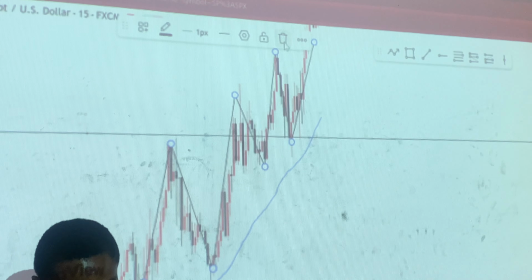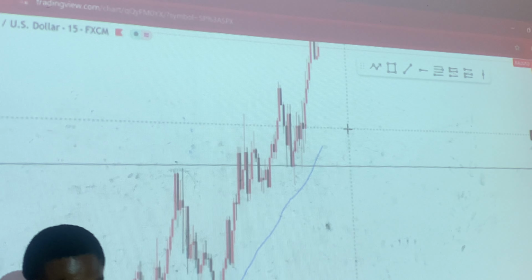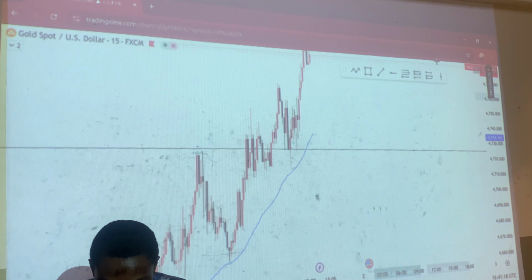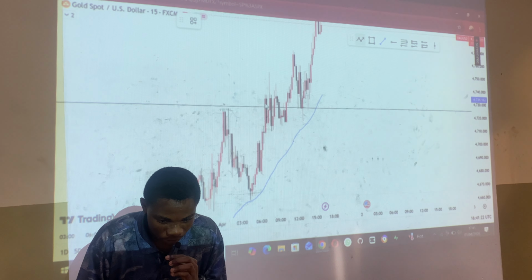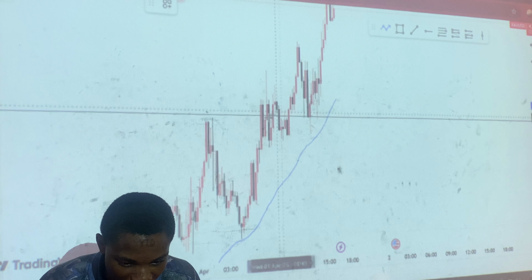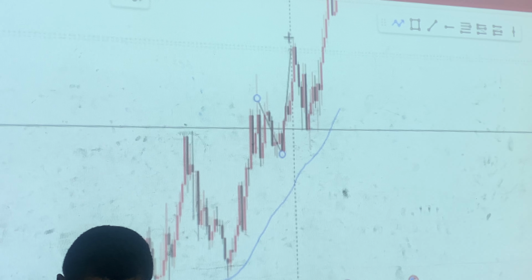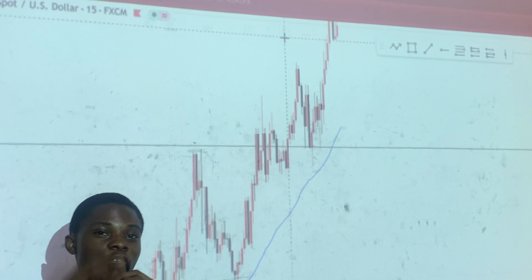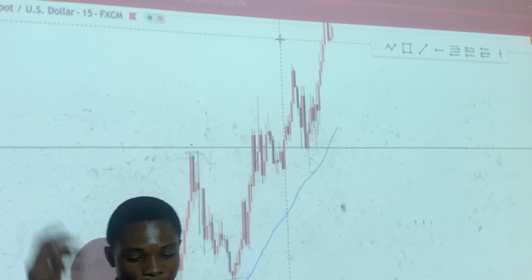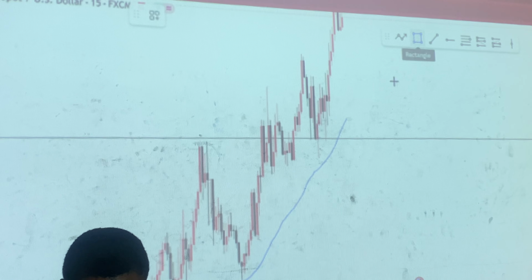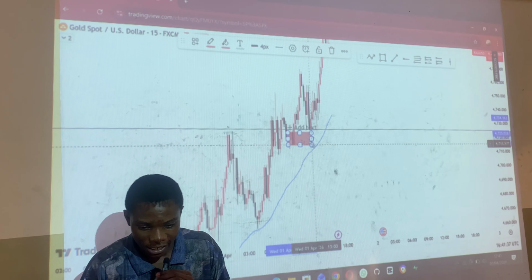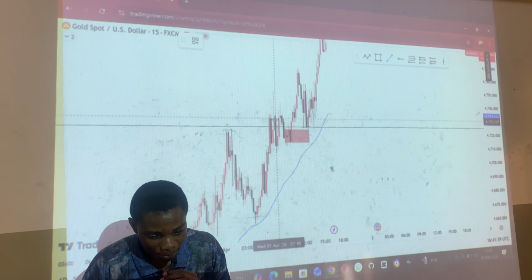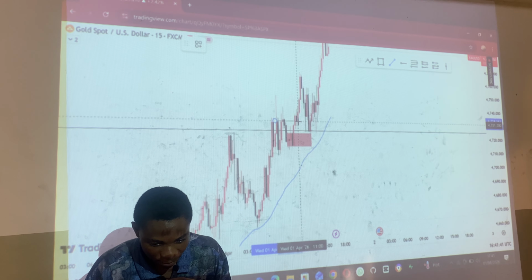As simple as that, because we know our buyers. So we now have to mark our point of interest. And we said this was the point of interest. The first one was the breaker block during this move up. Check the move up. This move up. So we want to look at the retracement and join and buy. As simple as that. So our first point of interest is the order block. The order block was our first point of interest. And our second point of interest was the breaker block.